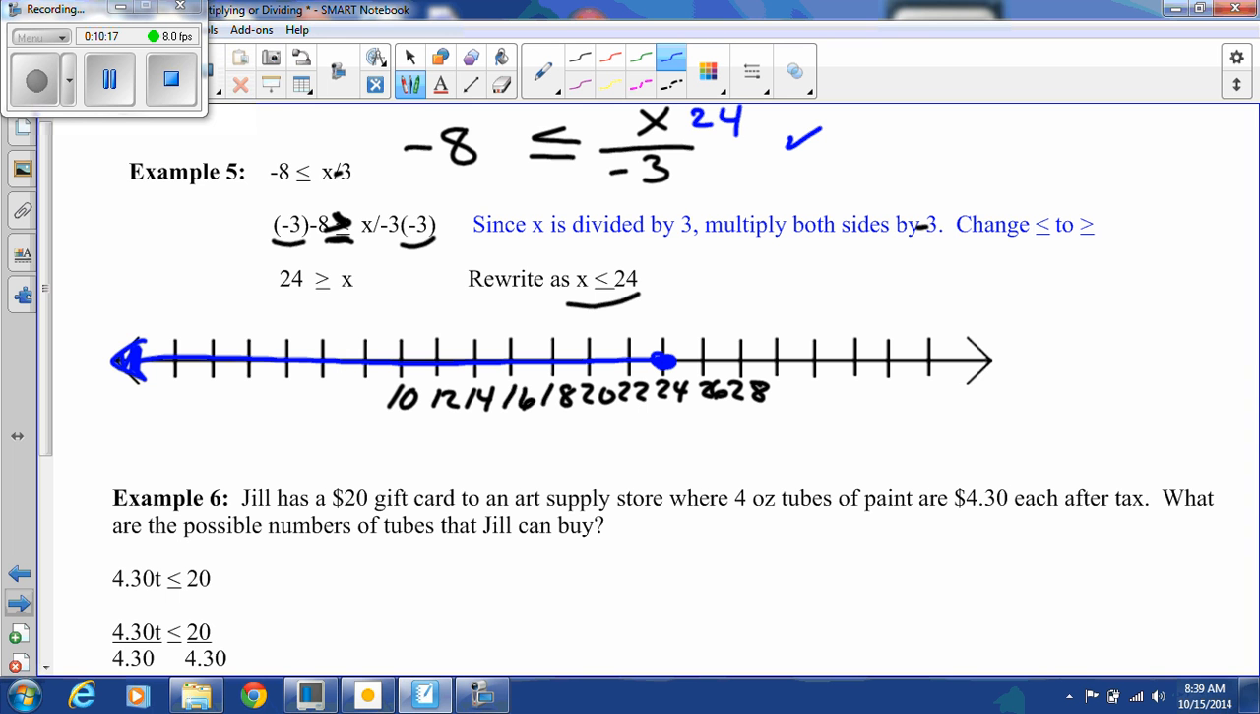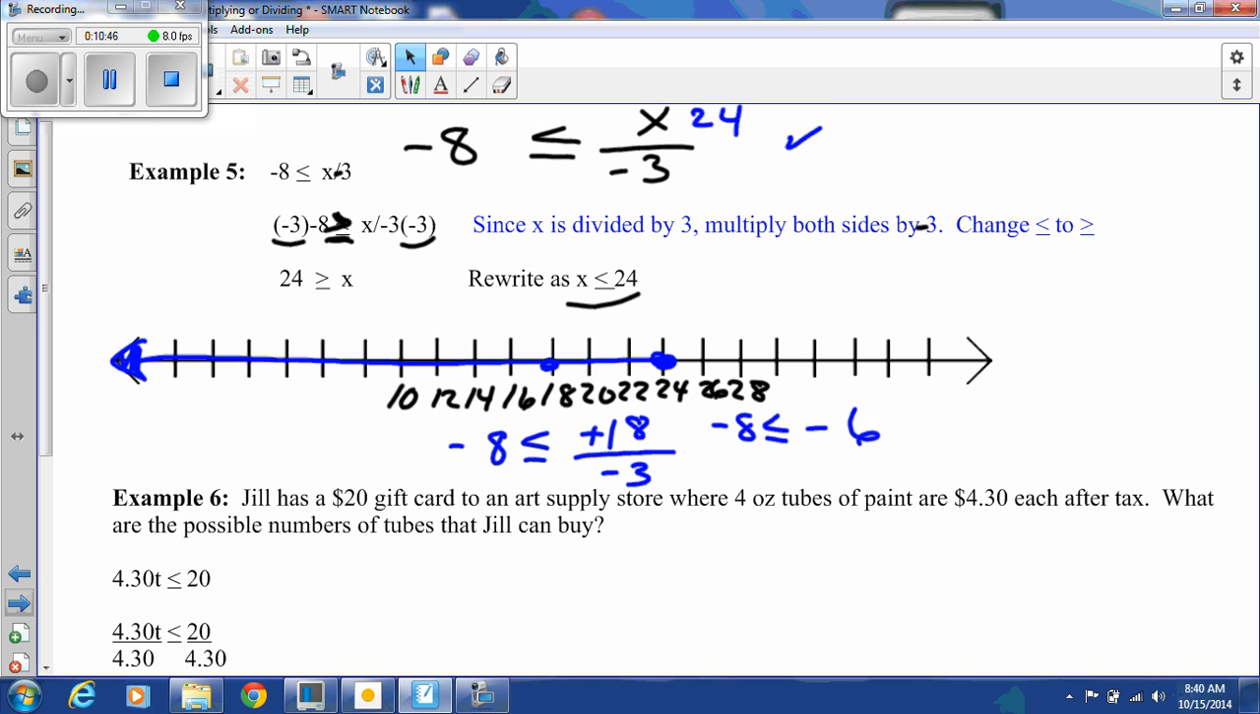Now let's find a number less than 24 to see if that works. Let's find a number divisible by 3. How about the number 18? 18 is in my shaded portion. So let's check that. +18 divided by -3. We want to make sure -8 is less than or equal to that. Well, 18 divided by -3 is -6, and -8 is less than or equal to -6, so that checks.